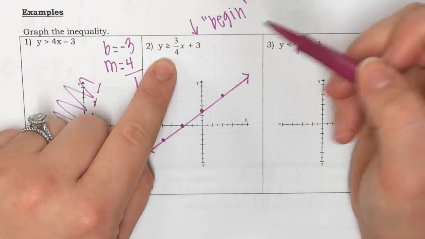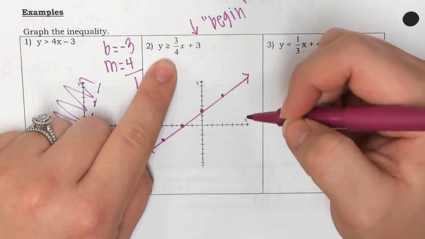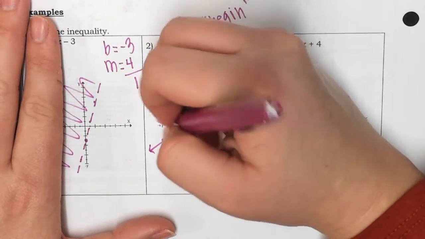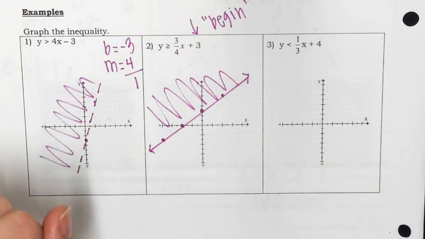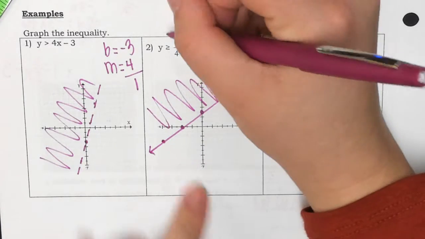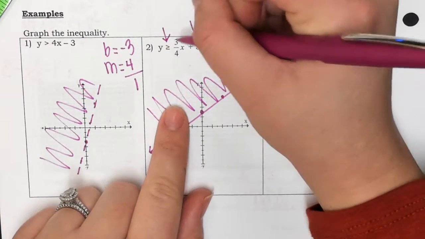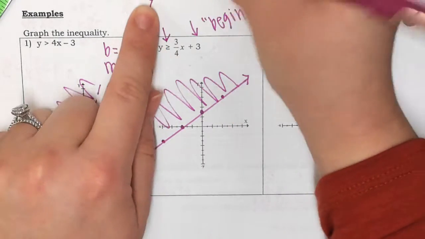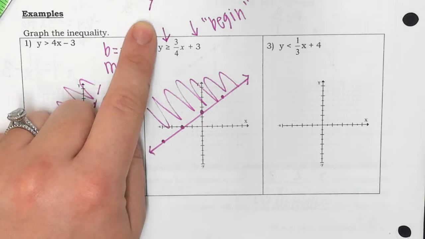So now, it's greater. Am I going to shade above or below? Above, because greater means bigger. We want the top half. So if it's a positive slope, isn't it the top? Not always. Look at this sign. Don't base the top or bottom off your slope. Base it off the sign. If it is greater, that's bigger, right? So it's going to go on top.